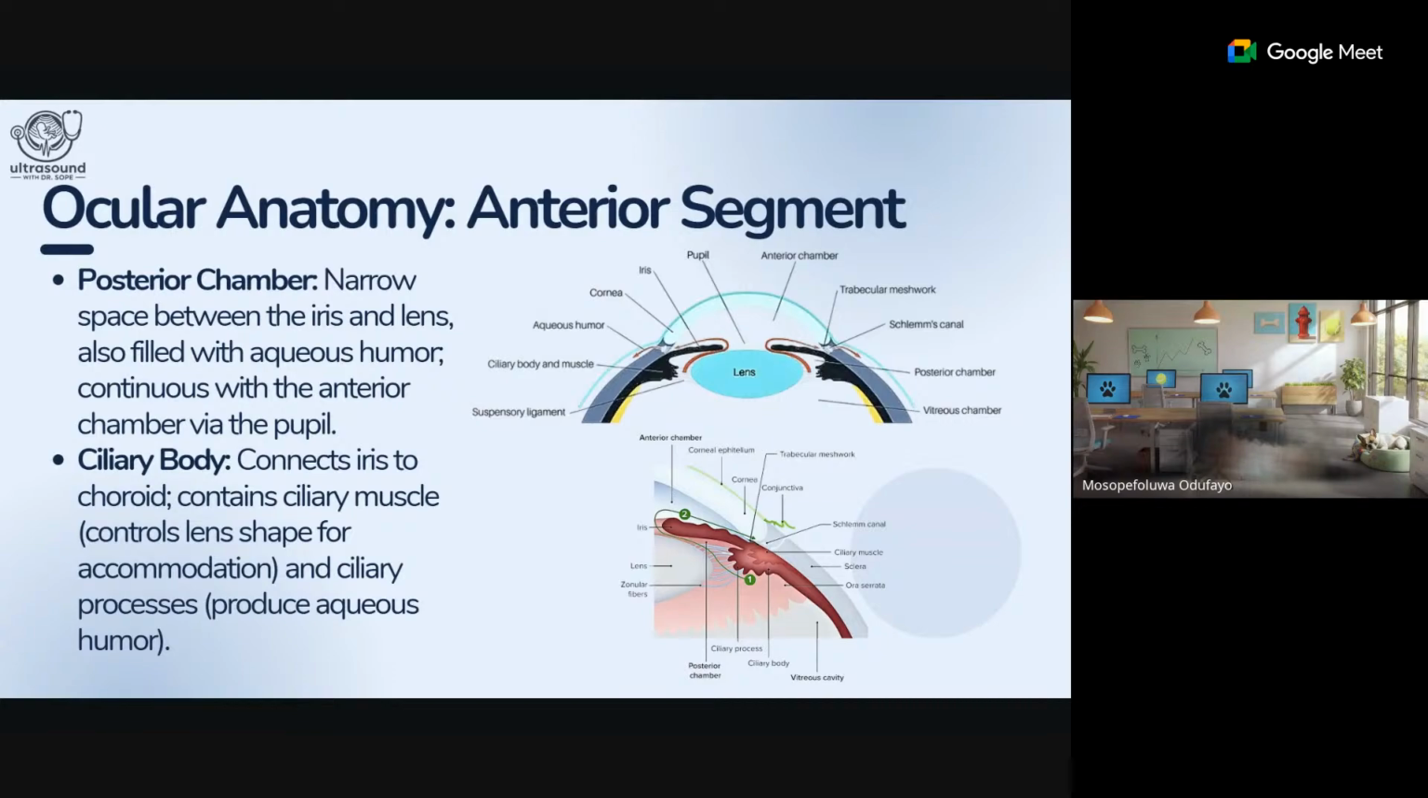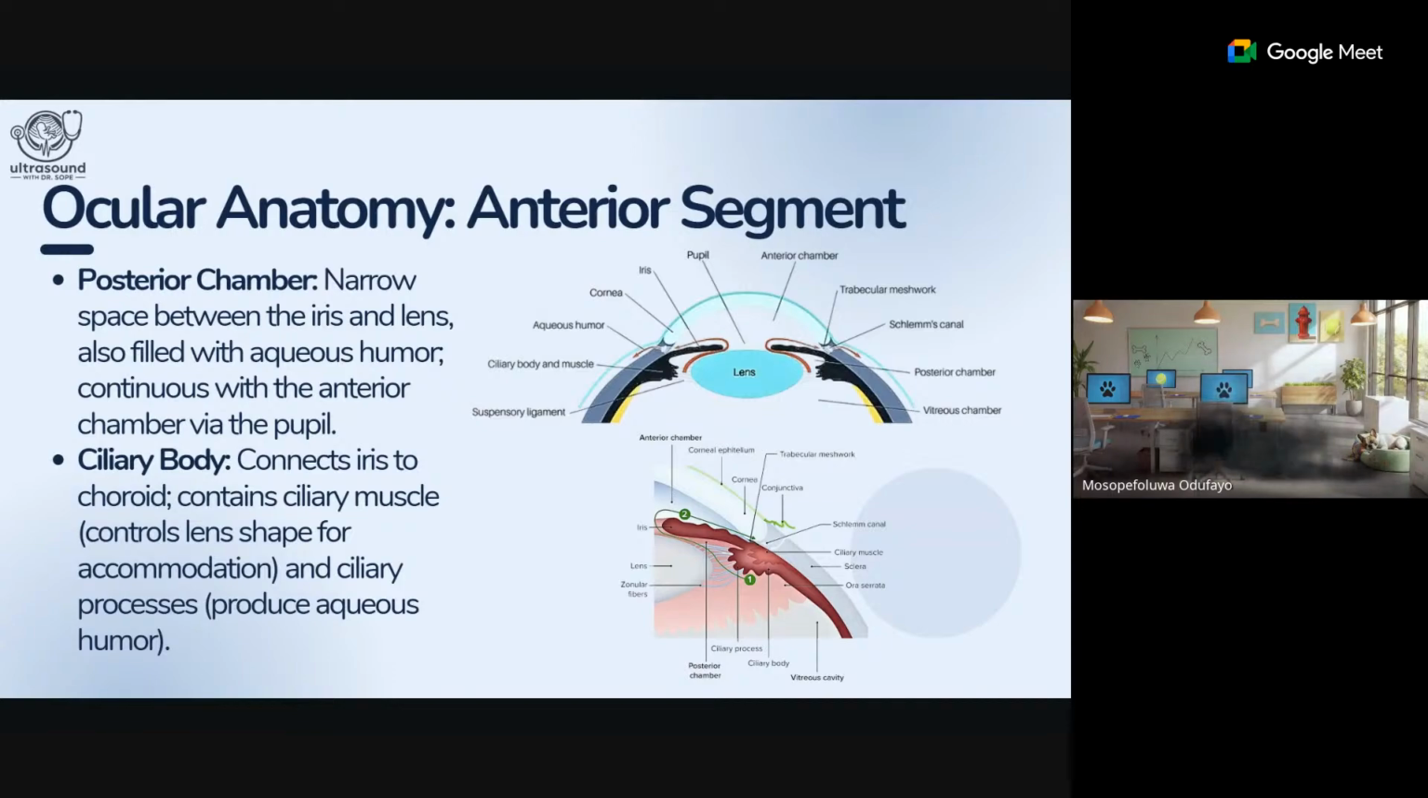The ciliary body performs the function of connecting the iris to the choroid, as you can see. The choroid, we're going to talk about shortly. It also contains ciliary muscles which control lens shape for accommodation, and ciliary processes which produce aqueous humor. So what I have described are the fibers that arise from this ciliary body. But beyond that, on that same ciliary body, you will see it sweat out some fluid. That fluid is what enters through the posterior chamber, through the pupil, to fill in the anterior chamber.